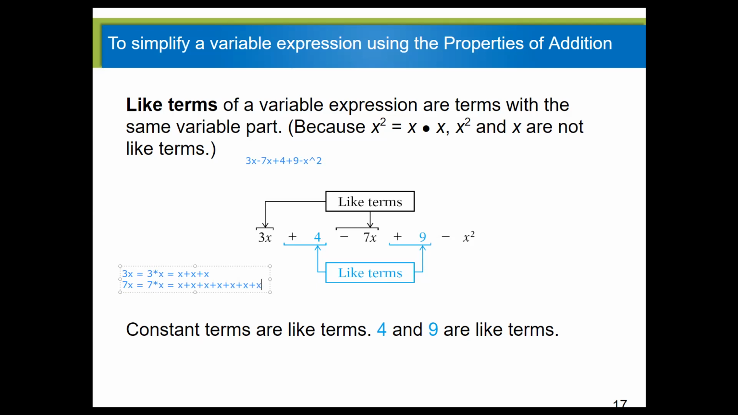So I could rewrite my x terms that I clumped together as x plus x plus x. I'm going to put parentheses around that, because that's the 3x, minus x plus x plus x plus x plus x plus x plus x. There we go. So the equation 3x minus 7x, these are the same thing.